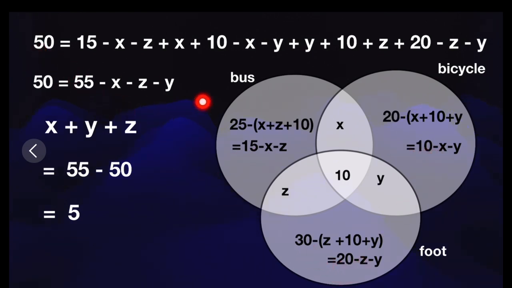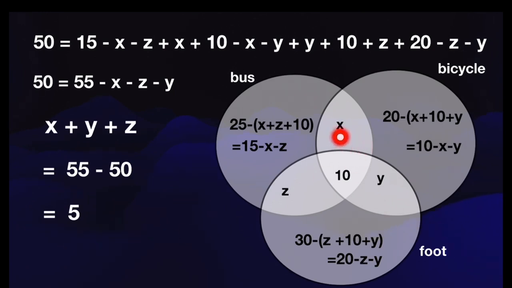Now we have to find the values of x, y and z. So the total number of students is 50. Now add up all of this: 15 minus x minus z plus x plus 10 minus x minus y plus 10, z, y and this. So this is the total number of students, 50. If you evaluate all these values, you will get 50 is equal to 55 minus x minus z minus y. So that means x plus y plus z is equal to 55 minus 50, that is 5.